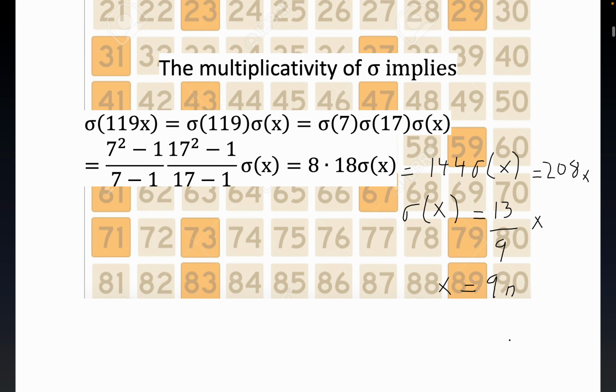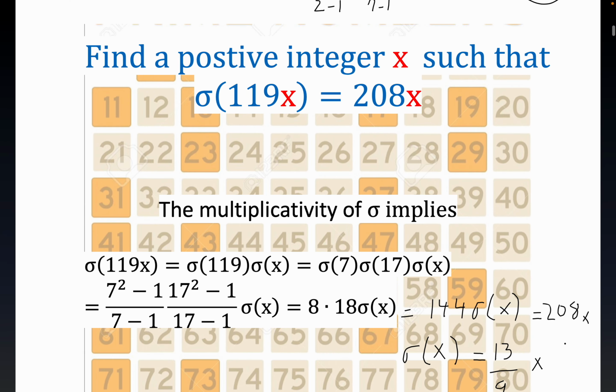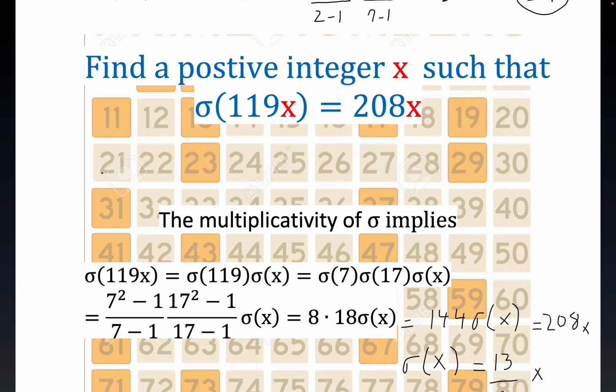So let's attempt the very first try. For n equals 1, you would get x equals 9, right? That implies x equals 9. Now we got to check this. This is a possibility, but we still have to check the result. So let's take x equals 9 up here. We just found out that x is equal to 9.